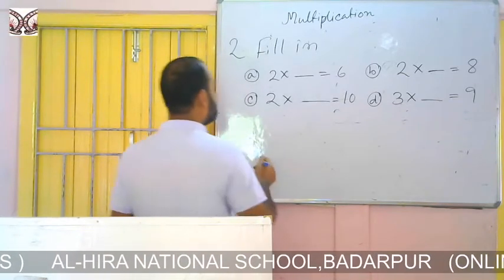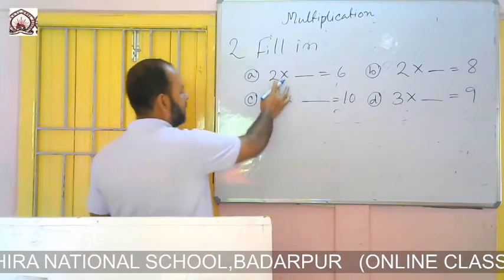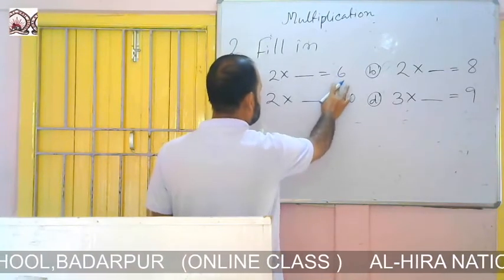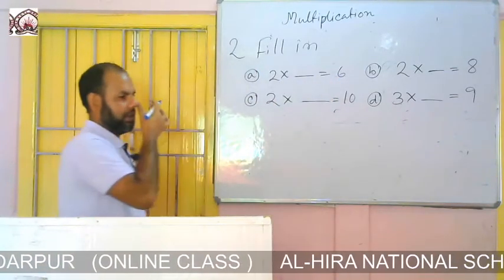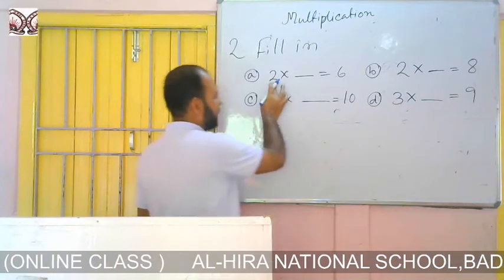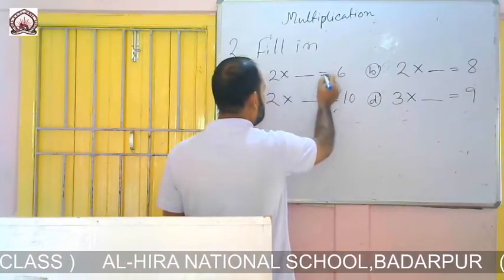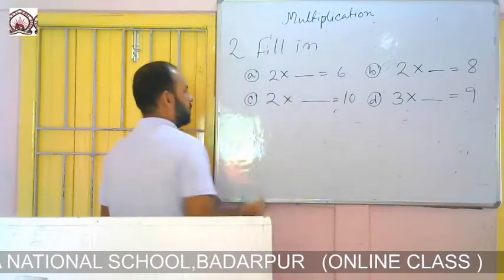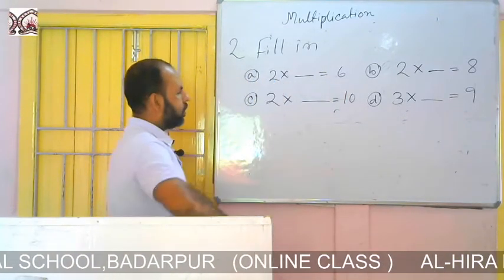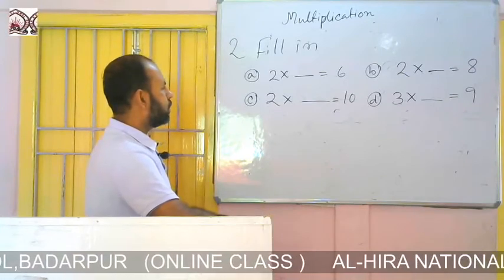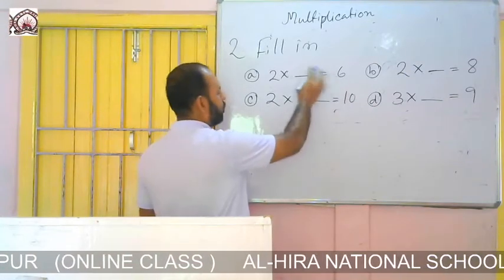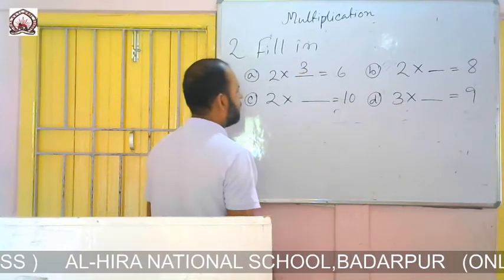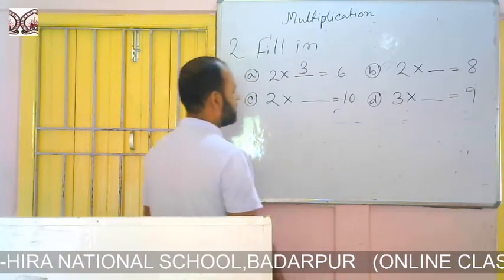So we solve this first. Here 3 into dash, 3 multiplied by dash equal to 6. So we count table number 2. 2 1 is 2, 2 2s are 4, 2 3s are 6. 2 3 times, then we get 6. 2 3s are 6.